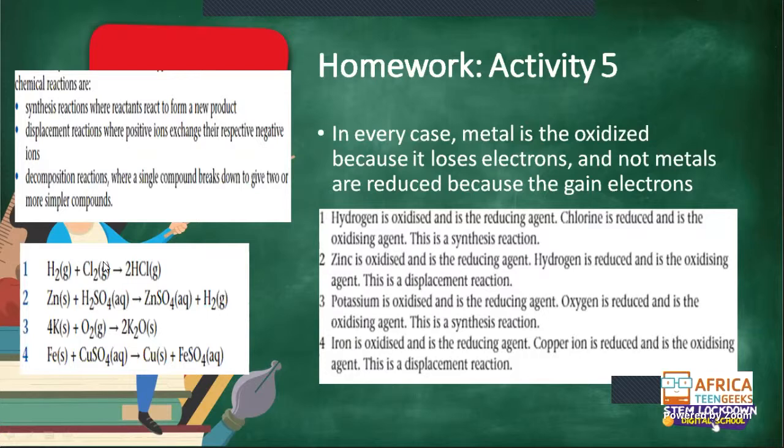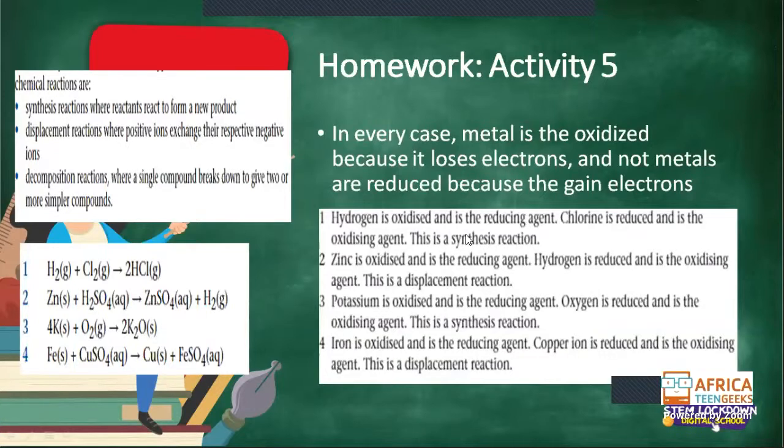Remember, for a reaction to take place, a base has to react with an acid, or an acid has to react with a base, for us to have an acid-base reaction. So this is very important. That's why here our hydrogen is oxidized, and it is the reducing agent because it acts as a metal, and chlorine is reduced, and it is the oxidizing agent.